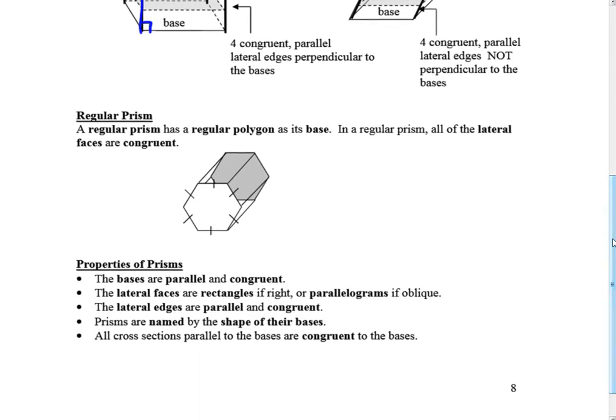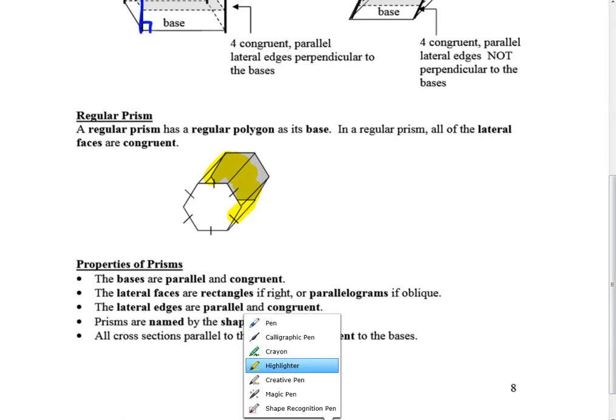A regular prism, we've talked about this word throughout many previous lessons, but basically everything is congruent here. A regular prism has a regular polygon as its base, and so all of the lateral faces are congruent. Your lateral faces are the sides.